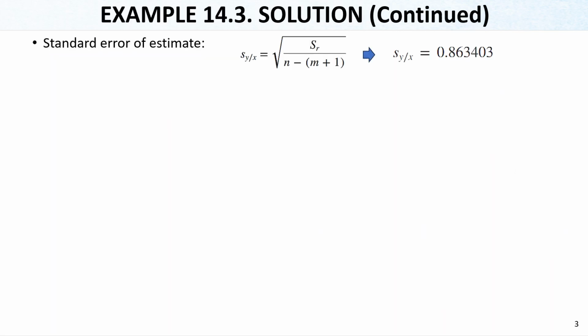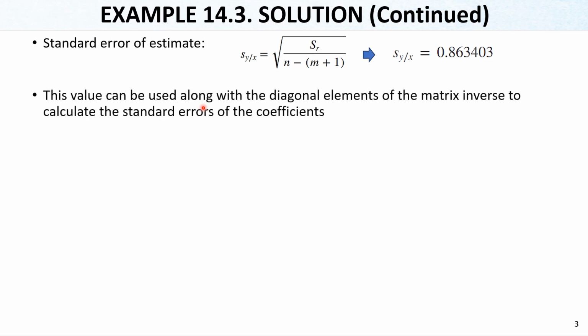And if we continue on the solution to be able to get the confidence intervals, first we calculate the standard error of estimate using this formulation, and basically from this you will obtain this value actually, and it can be used along with the diagonal elements of the matrix inverse to calculate the standard errors of the coefficients.